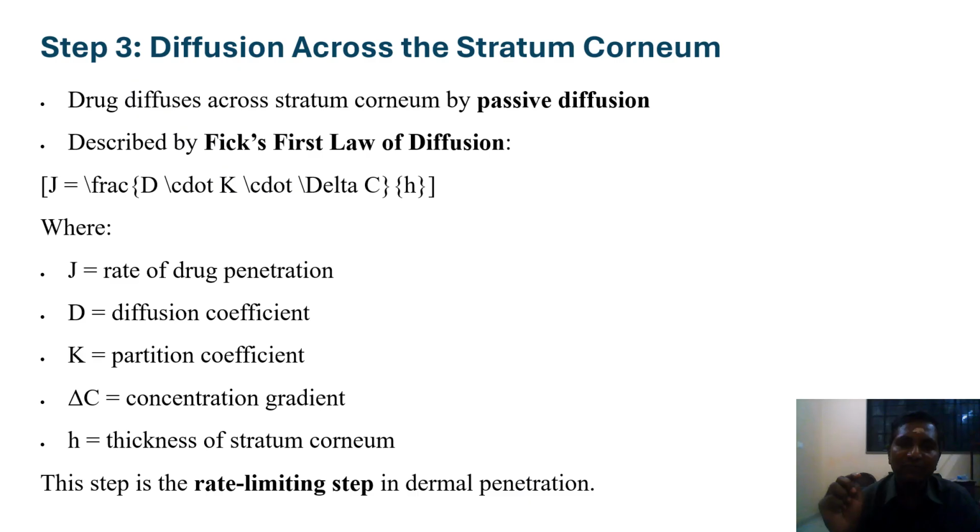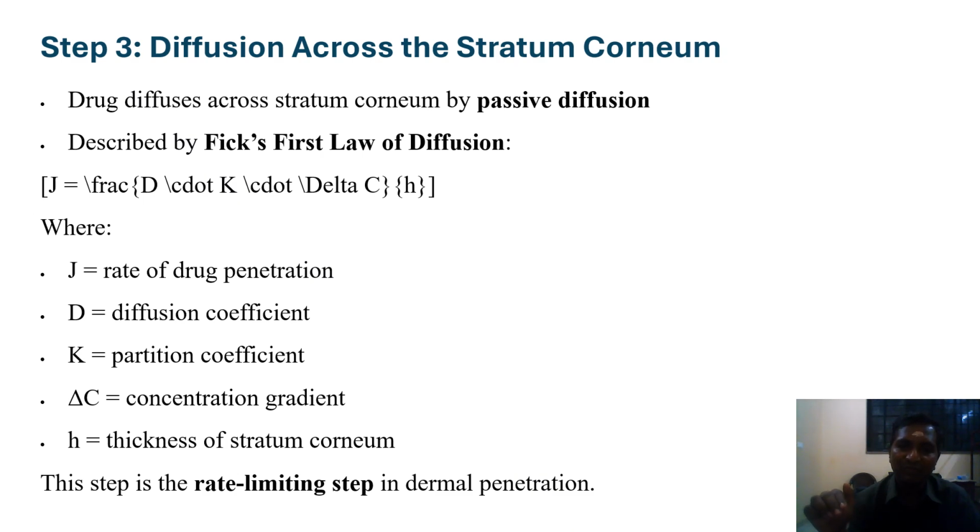The third step is diffusion across the stratum corneum. Once the drug enters the stratum corneum, it diffuses through the matrix by passive diffusion. The process follows Fick's first law of diffusion. According to this law, the rate of drug penetration depends on several factors.